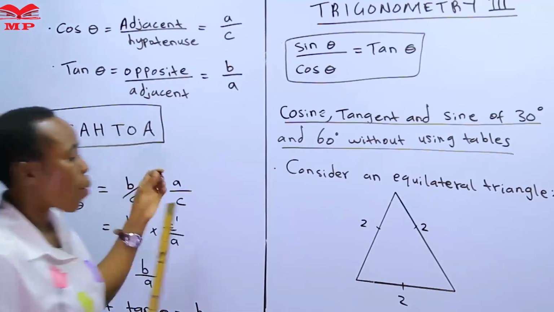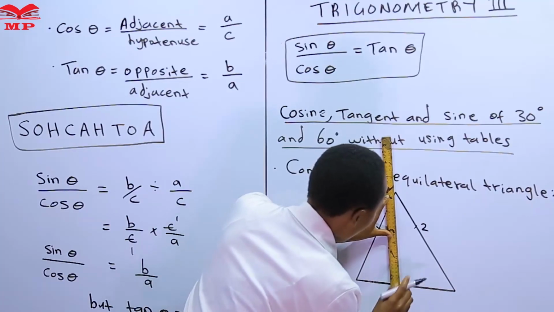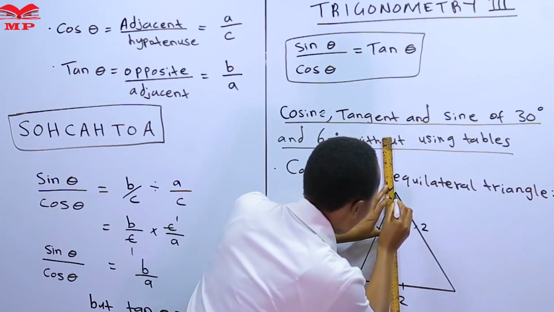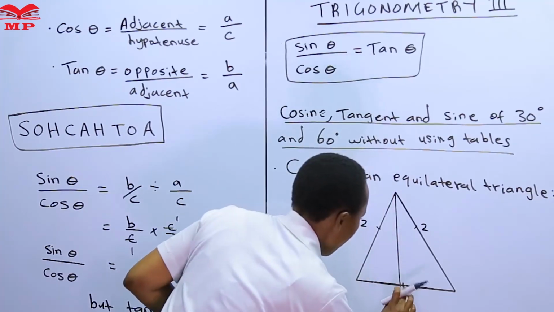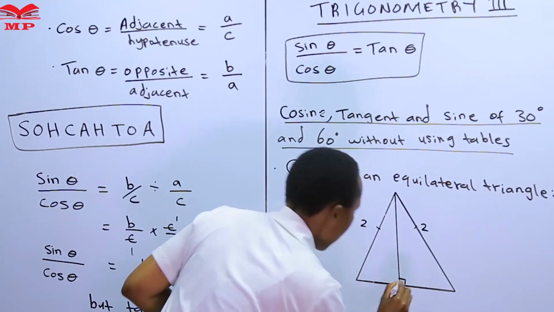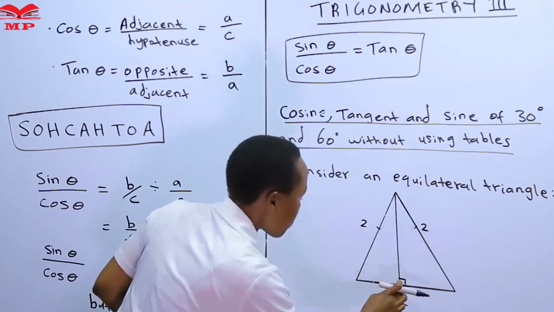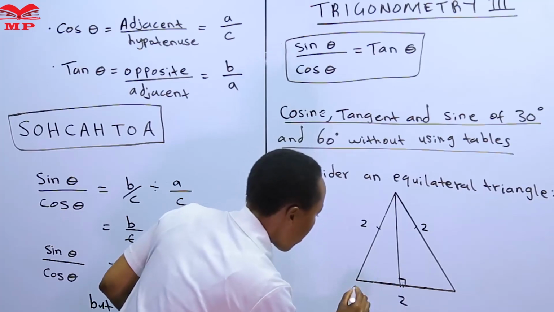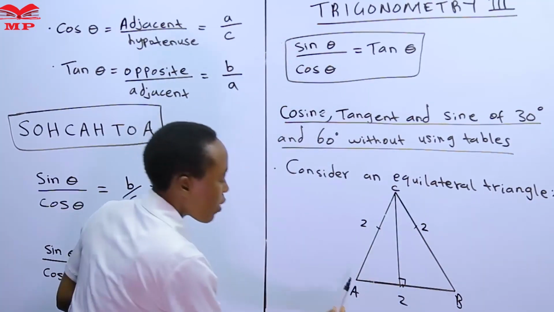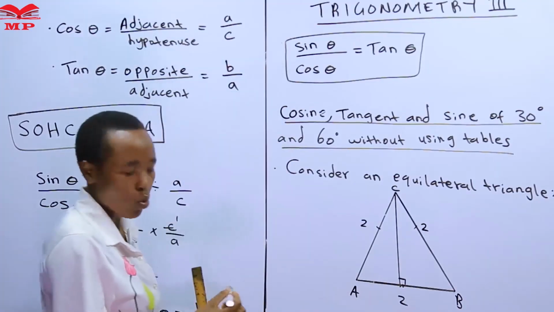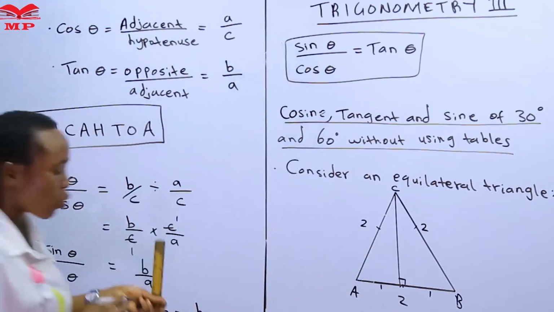And I want us to drop a perpendicular bisector of this angle. So in this case, this is our perpendicular bisector. This will be 90 degrees. And because this bisector will divide, if we have, let's say, A, B, C, it will divide AB into two equal parts. So this will be 1, that one will also be 1.